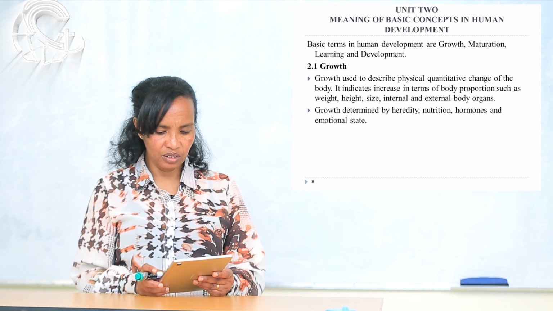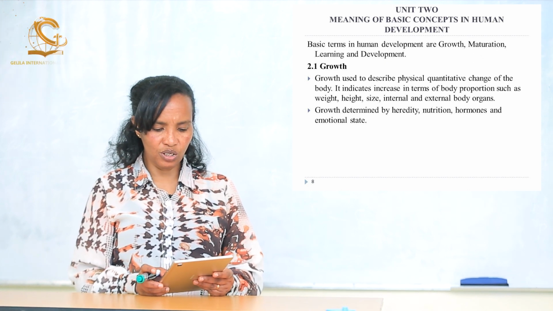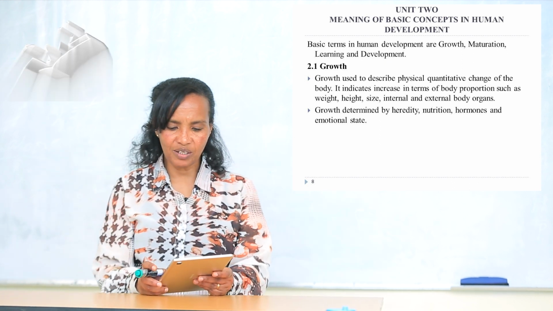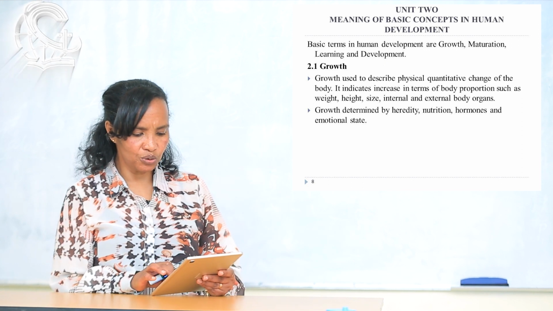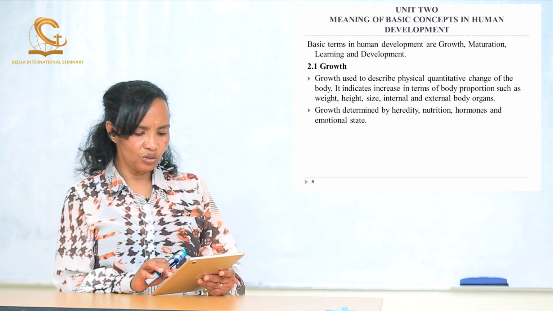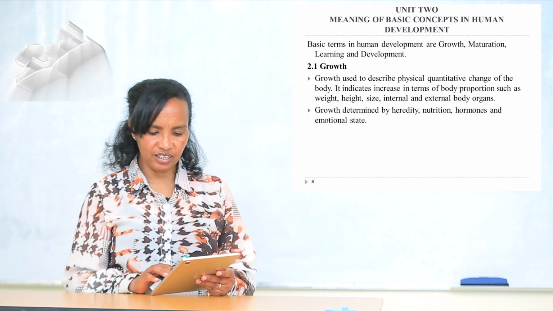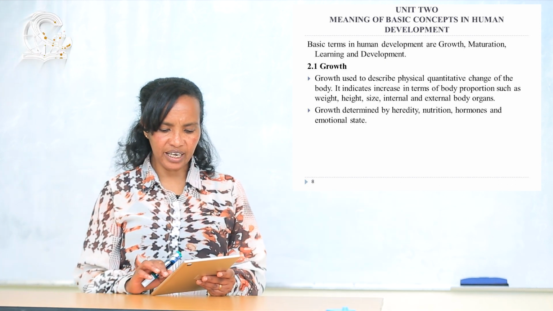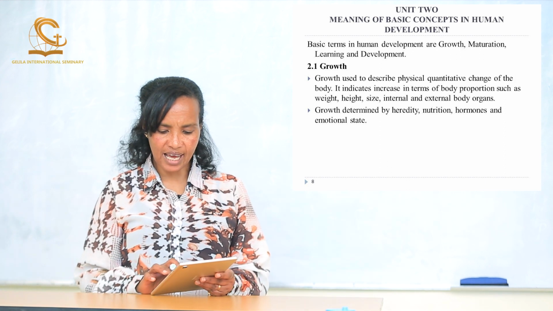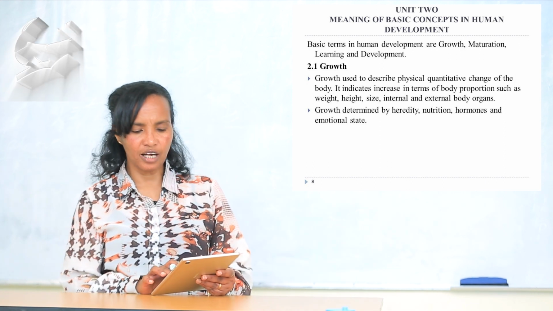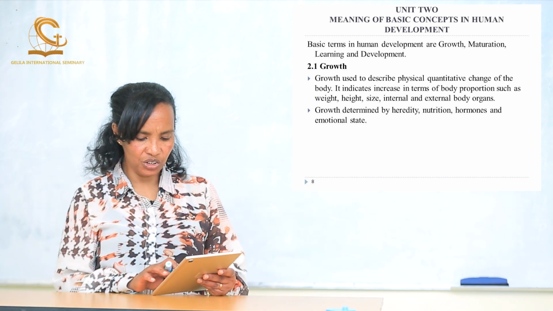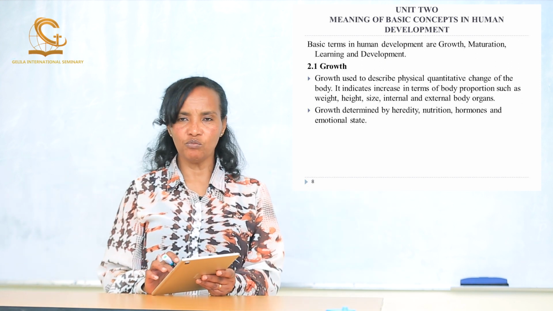It is a foundation for this course to know the concepts in human development. Basic terms in human development are growth, maturation, learning, and development. When we say growth, it is used to describe physical quantitative changes of the body. It indicates an increase in body proportions such as weight, height, size, and internal and external body organs. Growth is mainly determined by heredity, nutrition, hormones, and emotional states.